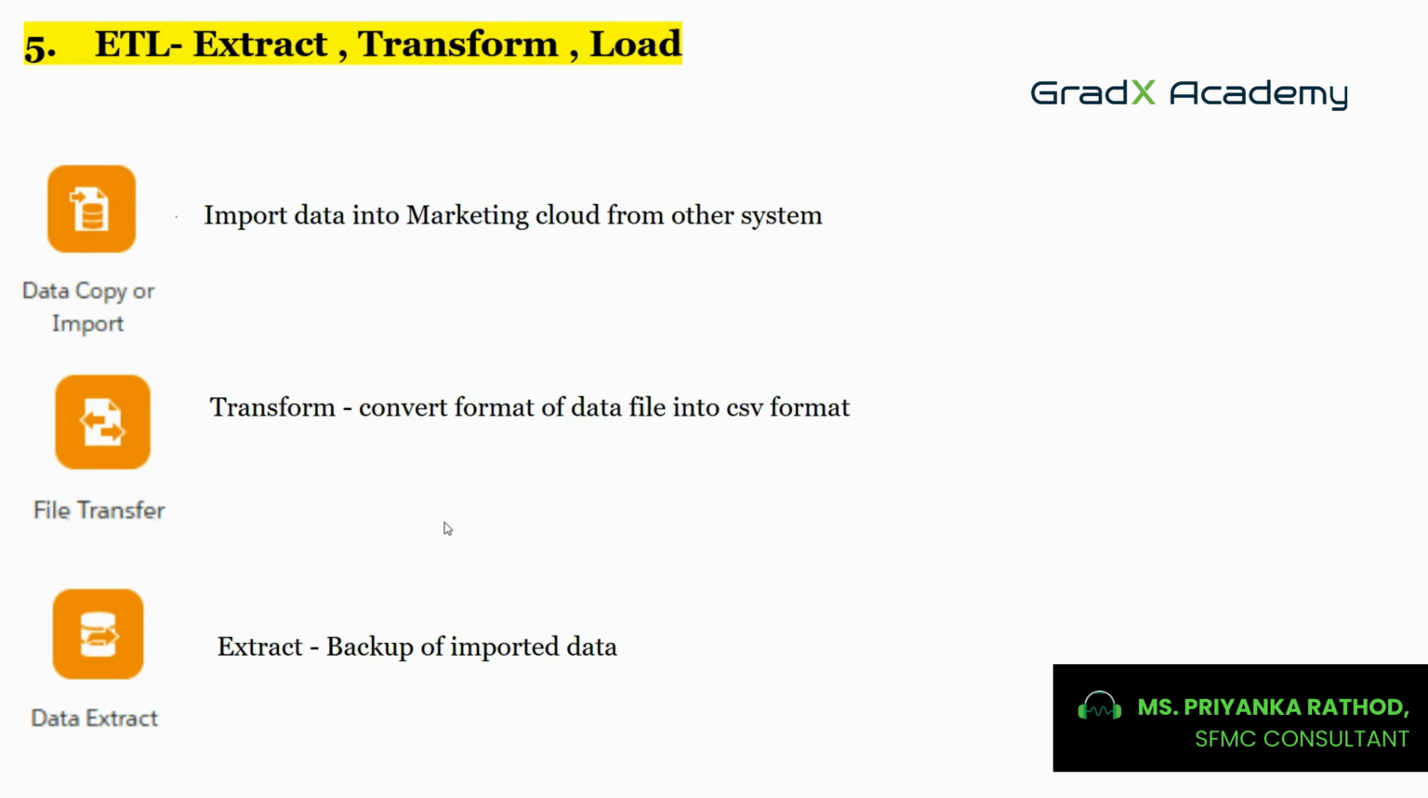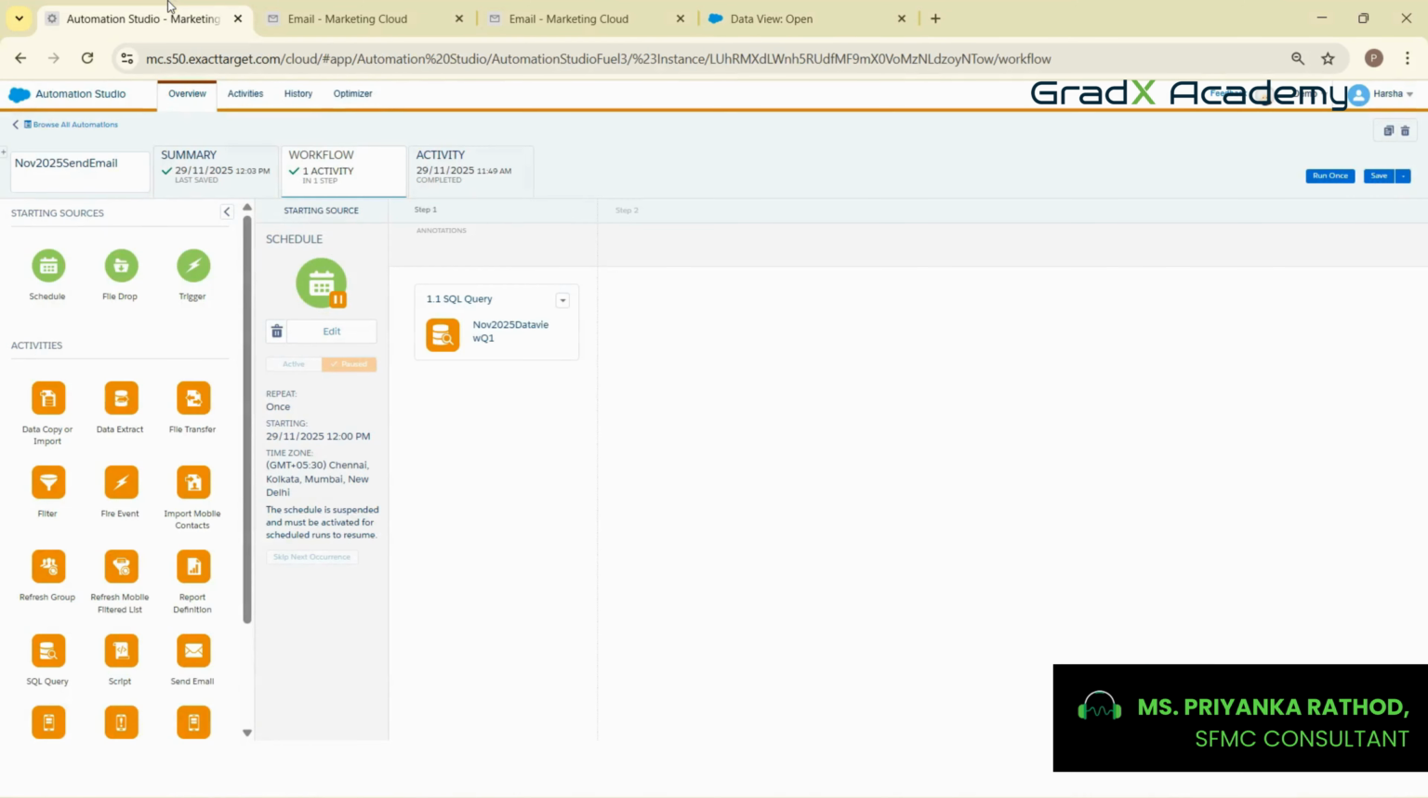the next capability of Automation Studio. Automation Studio has a capability to extract, transform and load data. How? Here there is another starting source, which is a file drop. What does file drop do? Suppose there is another external system where there is a file in which a number of subscriber details have been stored, and if I send that file into this org, that file will come in this file drop.